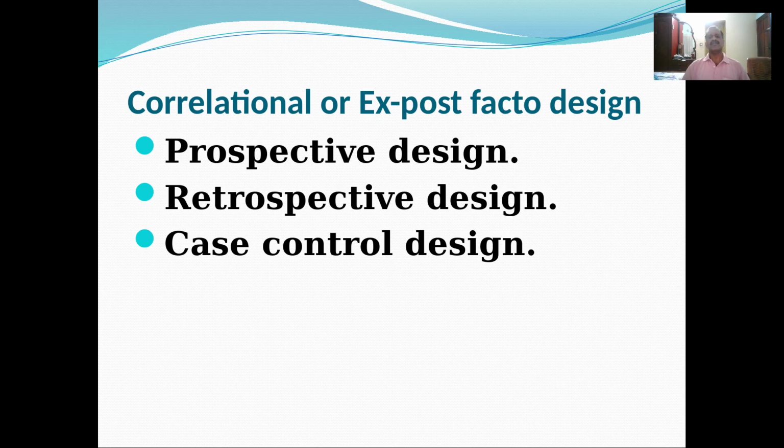In correlation research or ex post facto designs, there are three important types: the prospective designs, retrospective designs, and case control design. Prospective is a continuing design going forward, whereas the retrospective design goes in the opposite direction. And as I mentioned, there is a case and there is a control; the two groups are there. That design we call the case control design.